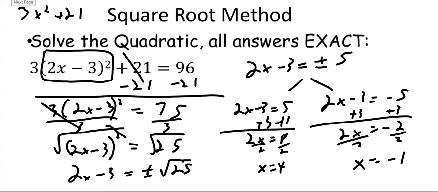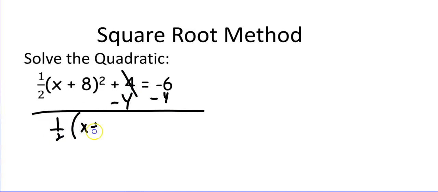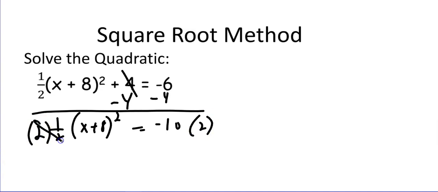All right. Moving on. Same concept here. Only difference is here, the coefficient of the binomial is a fraction, but we've already dealt with that, so no big deal. So we're going to subtract 4 on both sides. That's still going to leave me the 1/2 and the x plus 8 in parentheses squared equals negative 10. To undo this, we're going to multiply by 2 on both sides. That's going to leave me with the binomial, still squared, equal to negative 20.